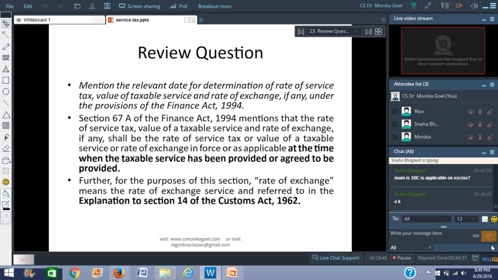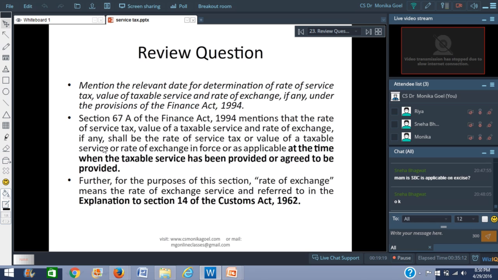Now, in the examination, there was a question which said that mention the relevant date for determination of rate of service tax, value of taxable service, and rate of exchange, if any, under the provisions of Finance Act 1994. So now we know that it is the point of time when the services have been provided or agreed to be provided, right? That is the point of taxation. So on that particular date, we'll look at the rate of service tax, the value of taxable service, and the rate of exchange.